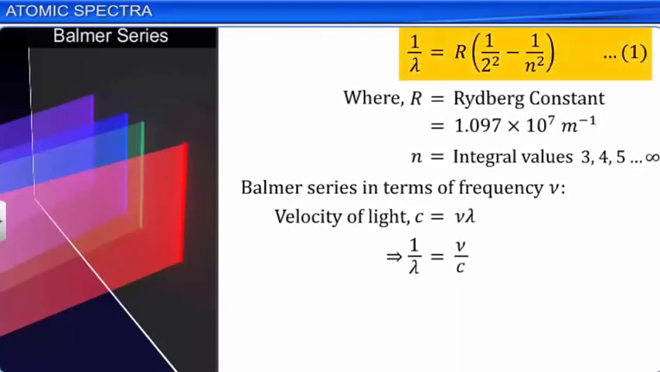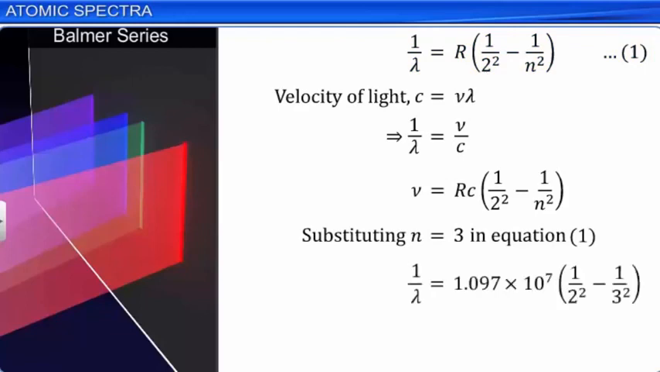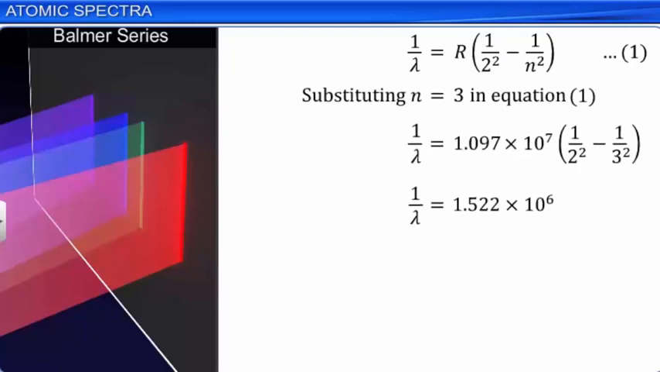Substituting n equal to 3 in equation 1, we get 1 by lambda is equal to 1.097 into 10 raised to the power 7 into 1 by 2 square minus 1 by 3 square. This is equal to 1.522 into 10 raised to the power 6. Thus, lambda is equal to 6563 angstrom or 656.3 nanometer. This is the wavelength of the H alpha line of the Balmer series in the red of the visible region.